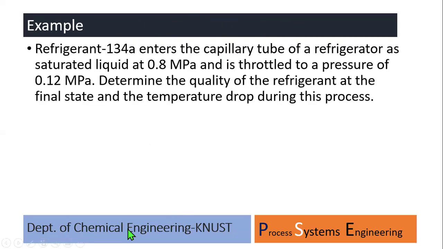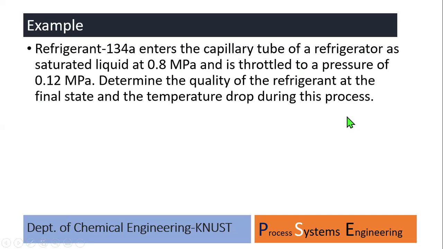So we have an example here. The example is refrigerant 134A enters the capillary tube of a refrigerator as a saturated liquid at 0.8 megapascal, and it is throttled to a pressure of 0.12 megapascal. Determine the quality of the refrigerant at the final state and the temperature drop during this process.